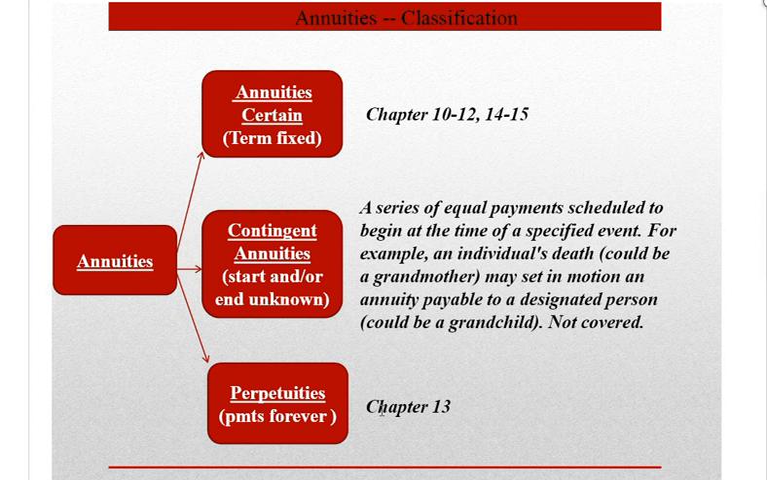What we do cover in chapter 13 is perpetuity. Those are the annuities with payments that go on forever. So annuity certain with a fixed term we're going to cover in chapters 10, 11, 12, 14, and 15, and perpetuity with payments that go on forever in chapter 13.